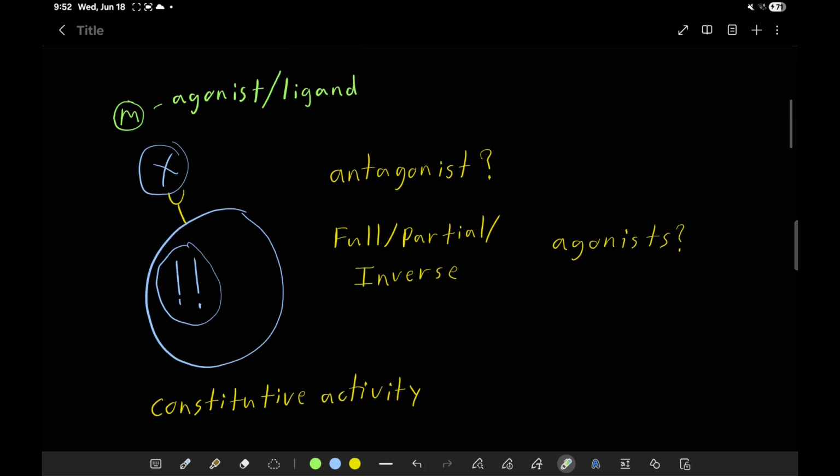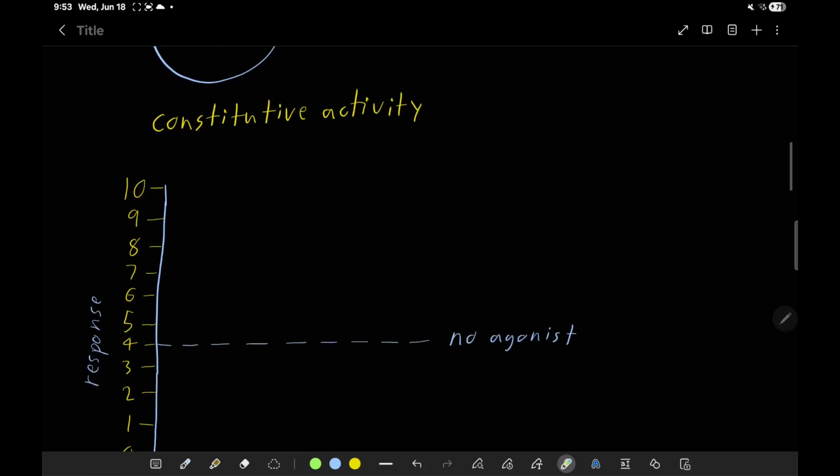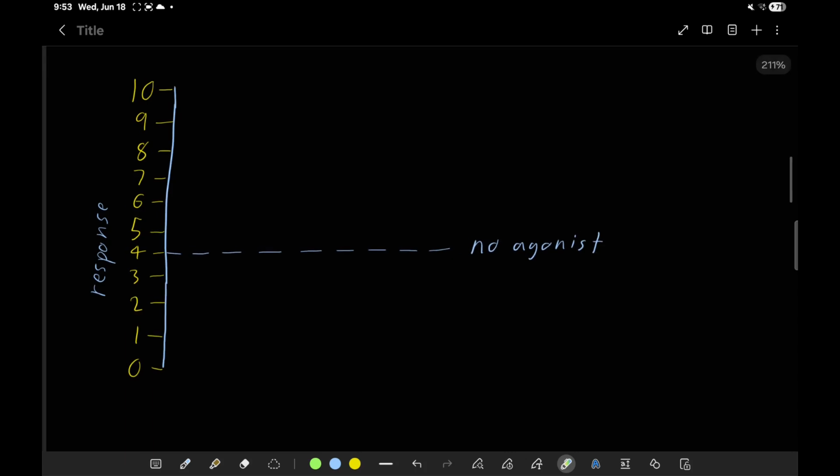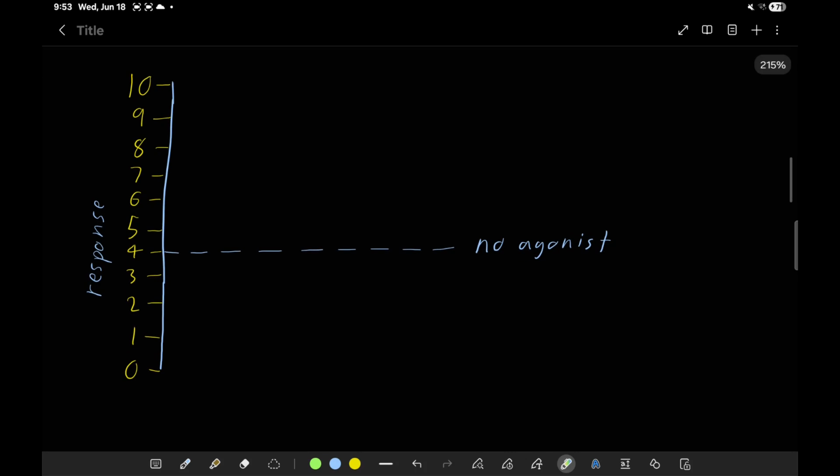So in order to better understand the concept of constitutive activity, let's take a look at a dose-response graph. This might help visualize it a little bit better. Here is a dose-response graph. Now, if you want to learn more about dose-response curves and dose-response graphs, be sure to check out my last video. I'll link it down in the description below. But, as you can see, this line here represents the constitutive activity of the cell. So here's response level on your y-axis, right? And as you can see, 0 is down here.